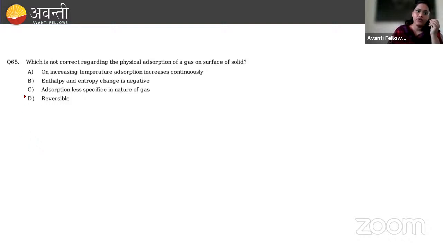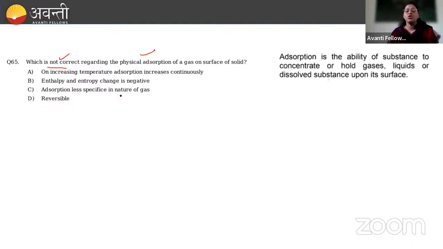Yeah. Next problem, which is correct regarding the physical adsorption of gas on a surface. So here we need to find out which is not correct. Which statement about physical adsorption is not correct? On increasing temperature, adsorption increases continuously. Enthalpy and entropy change is negative. Adsorption is less specific in nature of gas. Reversible. So which option is not correct, we need to find out. We know that adsorption is the ability of a substance to concentrate or hold gases, liquids or dissolved substances upon its surface.